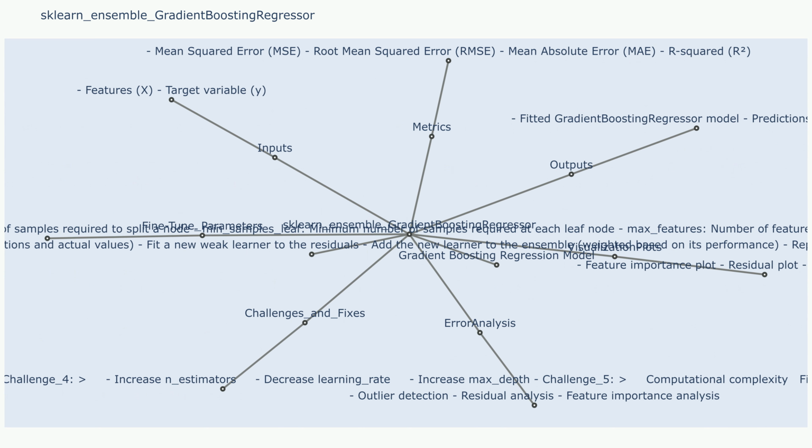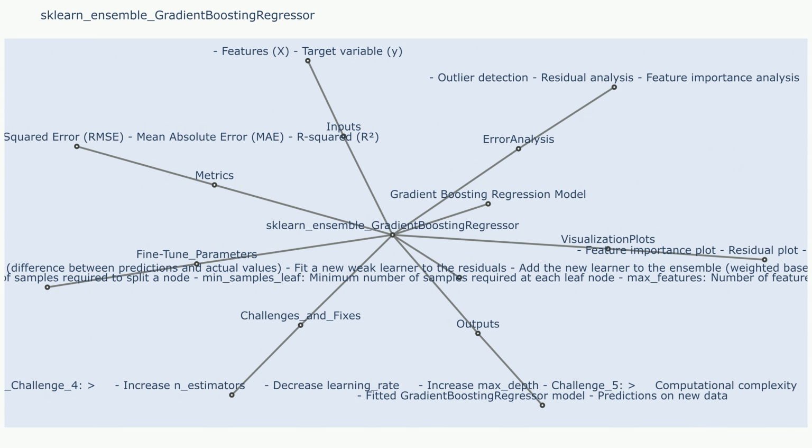Challenge 2: slow training time. Gradient boosting can be computationally expensive, especially for large datasets. Sample use case: training a model with a large number of trees and features on a large dataset might take a significant amount of time.